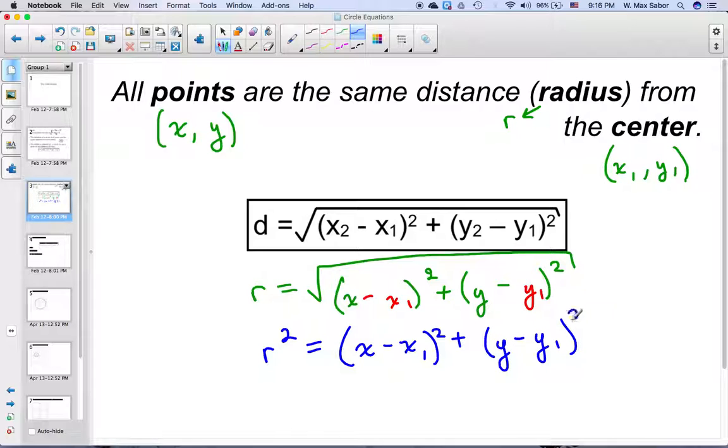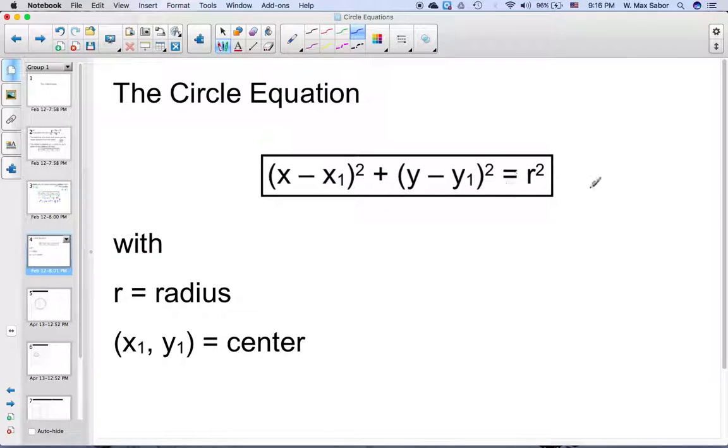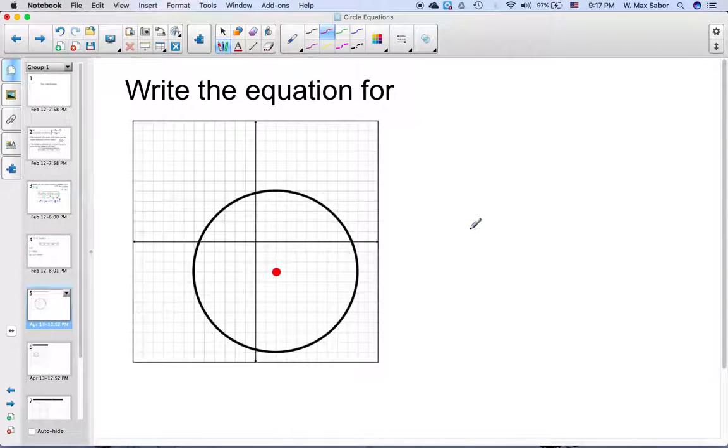Now hopefully you recognize this from the Pythagorean theorem. If you don't, that's okay, but this is directly related to it. And the circle equation is what we just said: x minus x1 squared plus y minus y1 squared equals r squared, where r is the radius and x1, y1 is the center of the circle. So everything except for what I've underlined will appear every time with the circle equation, and then those three parameters will be replaced by whatever values we have.